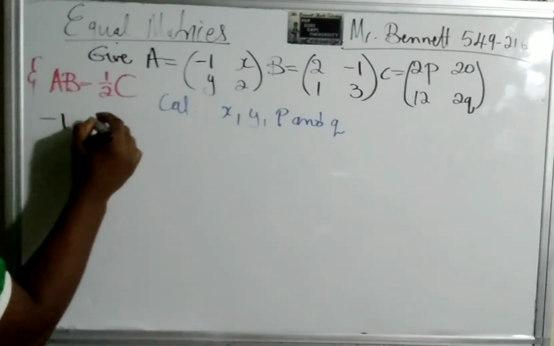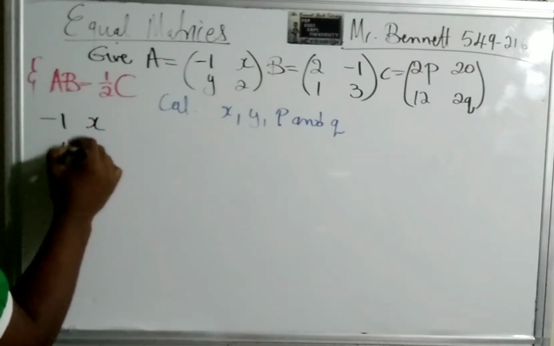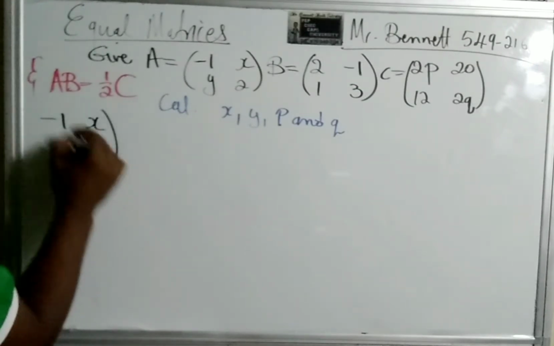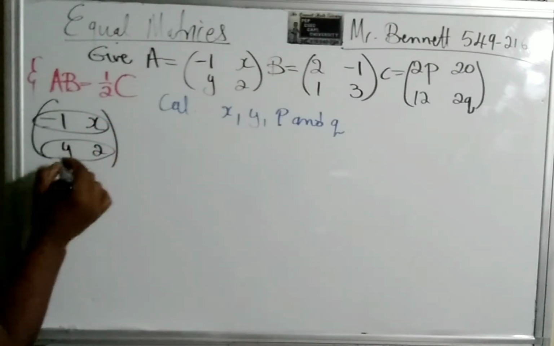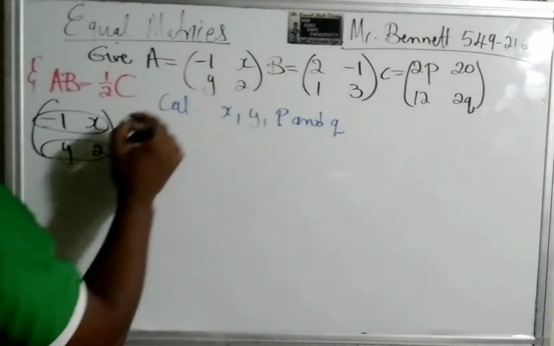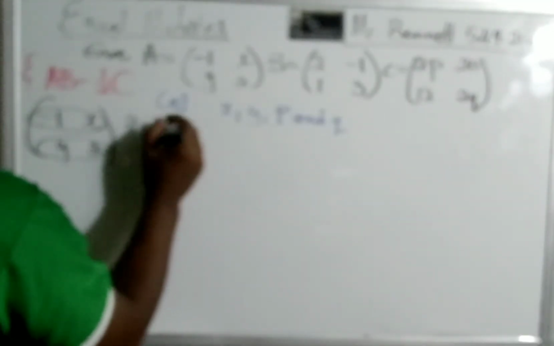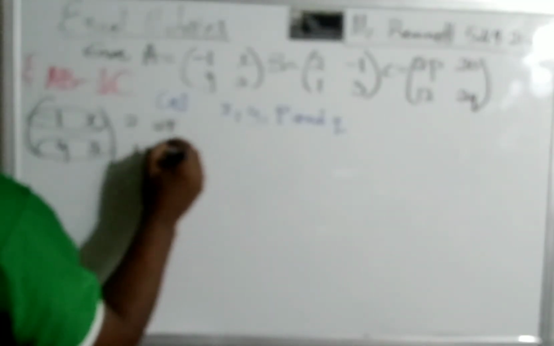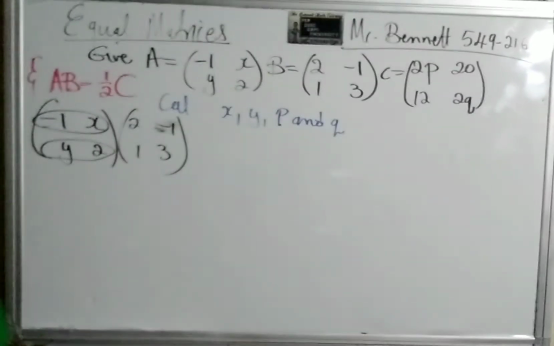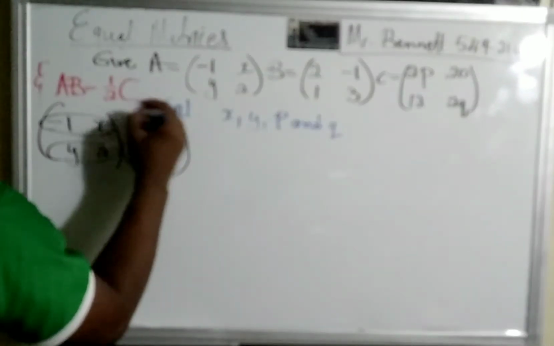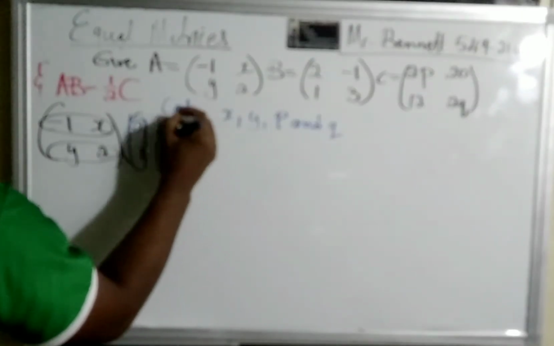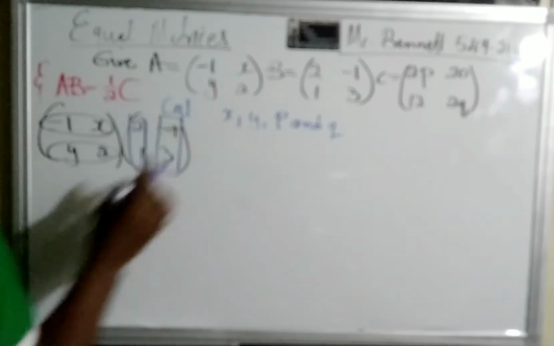So that will be [-1, x; y, 2]. Remember, the first one must be in rows because it's row by column. The second one now will be [2, 1; -1, 3], and this should be in columns, right guys? If you've been part of the channel a long time, you would have known this. But if you're just joining, you need to go back to all the videos.